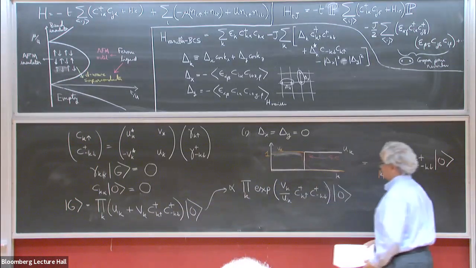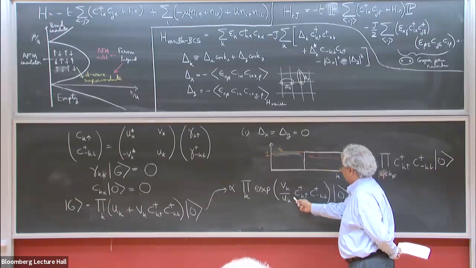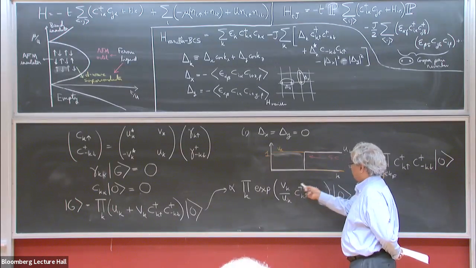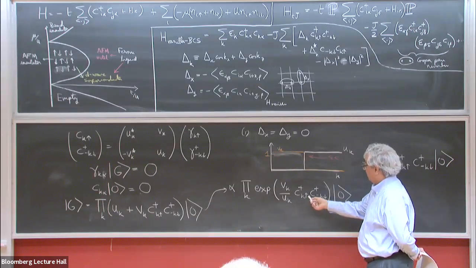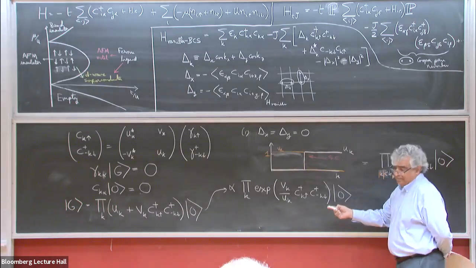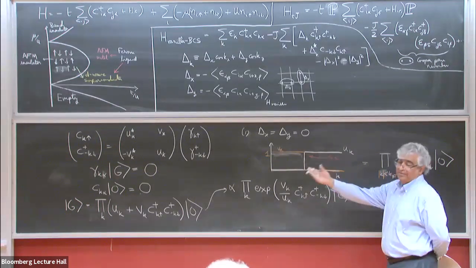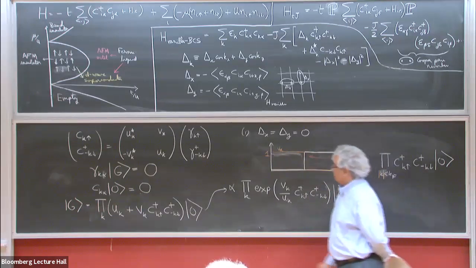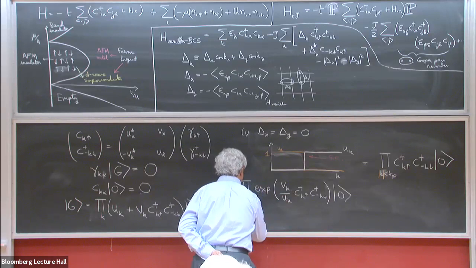All right. Then next you notice that at different k, this particular combination commutes with the other operators. So c dagger k up, c dagger minus k down commutes with the c dagger for other k. Because of that, I can now take this product and put it inside the exponential.